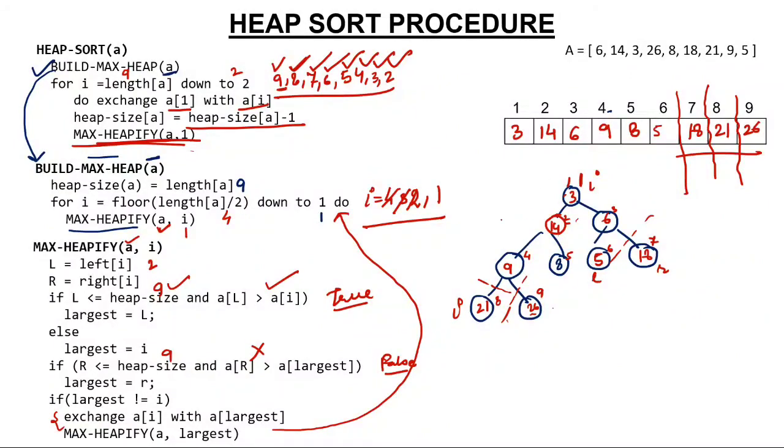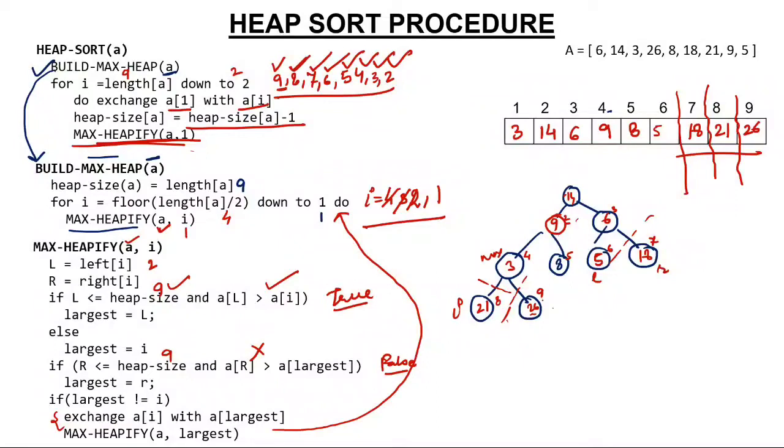So let me run all these things. Now what will happen? 3, 14, 6. Since 3 is violating the property, which one is maximum? This one is maximum. So 14 will come up, 3 will come down. I'll again see which one is maximum. This one is maximum. 9 will come up and 3 will come down.